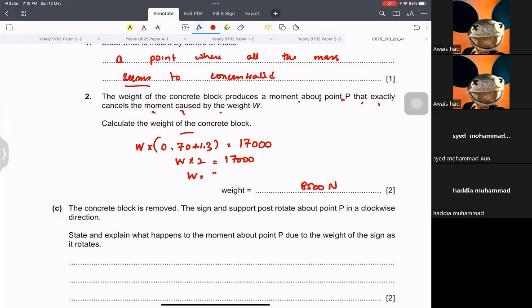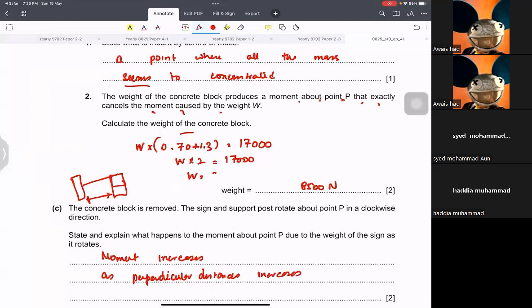So as you know, the sign will be like this, right? So the perpendicular distance, first the perpendicular distance was like from this to this. Now as it rotates, the perpendicular distance is going to increase. So the moment is going to increase, okay? Moment increases as perpendicular distance increases. All right.